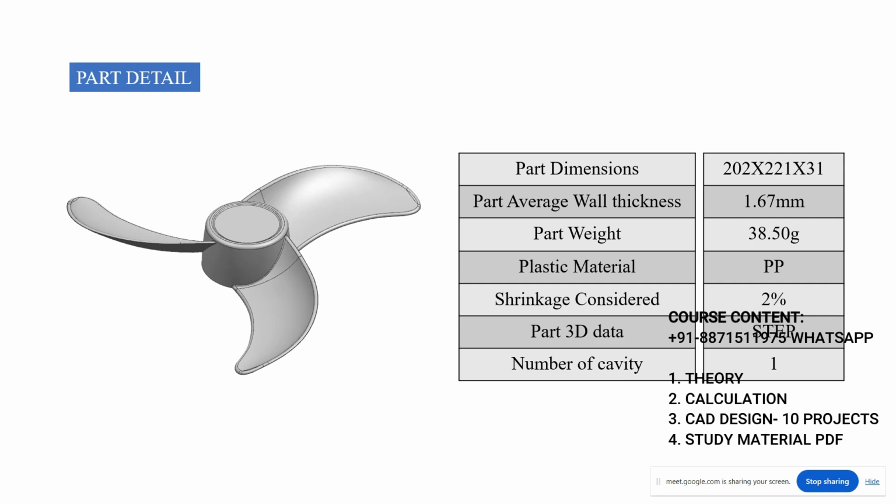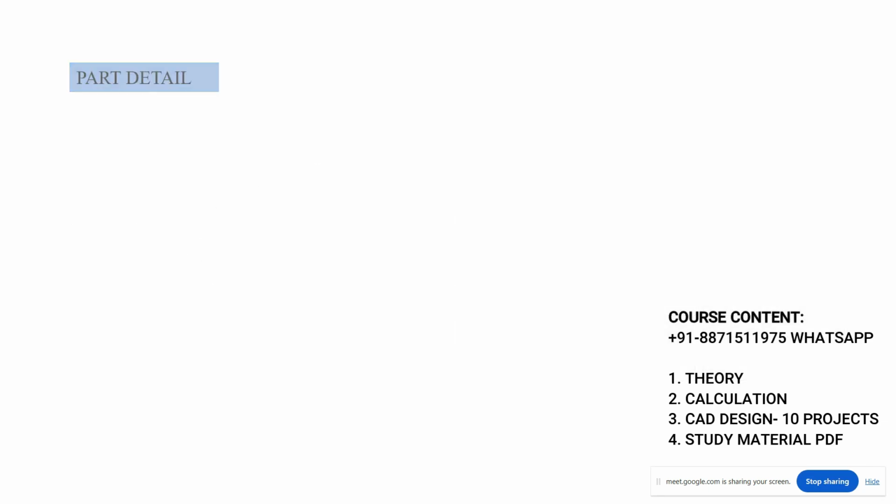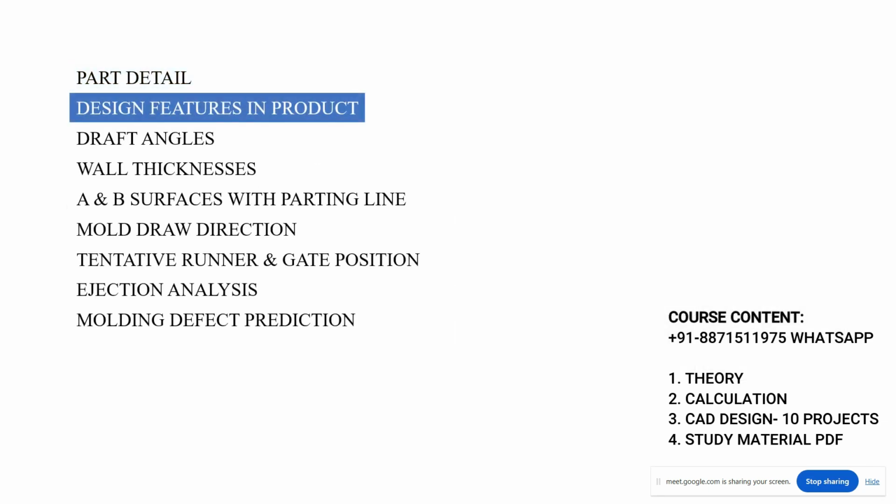Plastic material is PP, shrinkage considered 2%, part 3D data step, and number of cavities 1. I understood. And now see part detail. So okay, design feature in product. See, what is the meaning of design features?